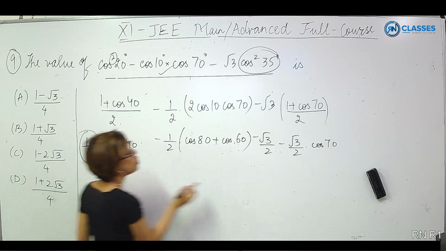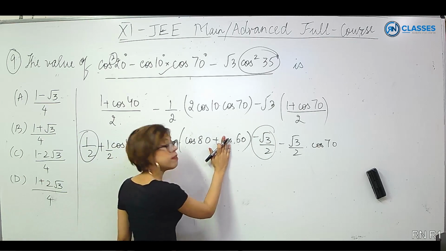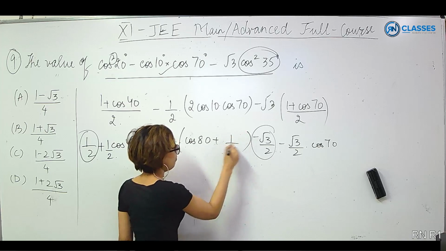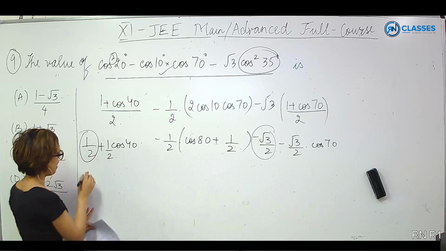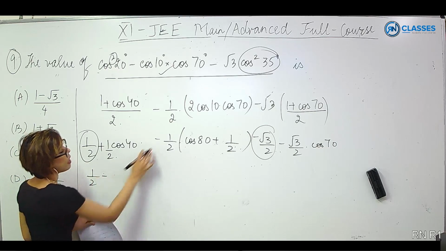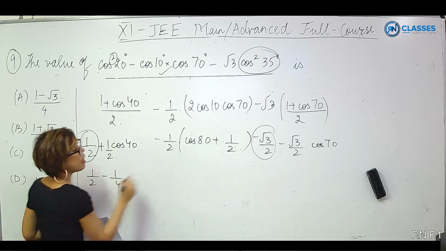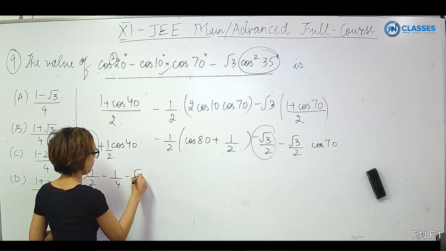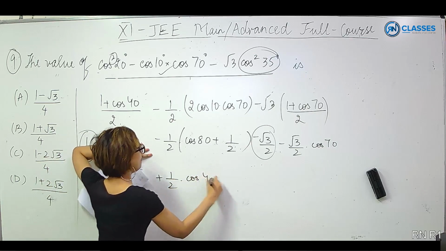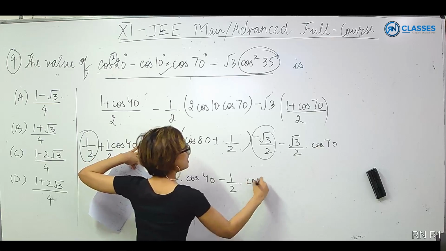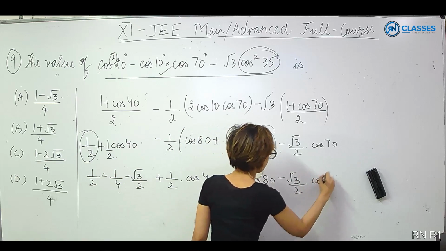Right? So, 1 by 2 minus root 3 by 2, careful. Also, cos 60, I know the value for this one. So, that is 1 by 2. So, if I multiply, let me have my constant terms at one side. So, 1 by 2. Then, minus 1 by 2 into 1 by 2. So, minus 1 by 4. And then, minus root 3 by 2. Don't forget that. Plus 1 by 2 into cos 40, minus 1 by 2 into cos 80, minus root 3 by 2 into cos 70.